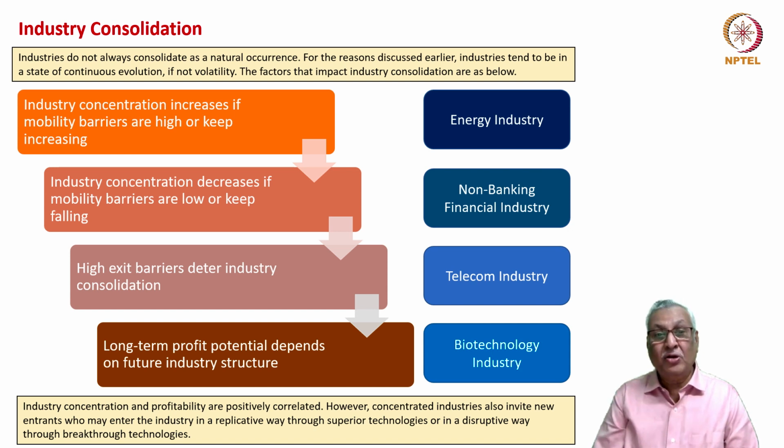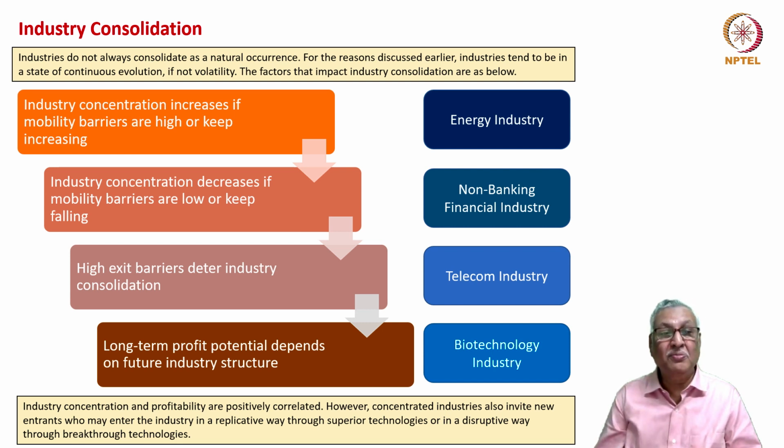Industry not only will evolve, it will also consolidate. Industries will be in a state of continuous evolution, if not volatility. However, what consolidates the industry is a different approach. Industry is generally concentrated. That is, if 20% of the players capture 80% of industry turnover, then we can say that the industry is concentrated. If 100 players are there in the industry and the top 20 players take 80% of the output, the balance 80 people exist, but they are not having any impact on the industry.